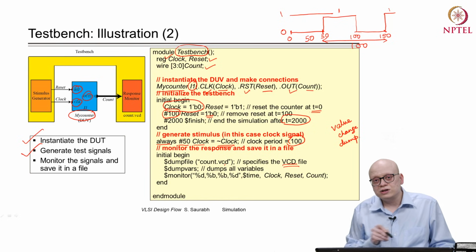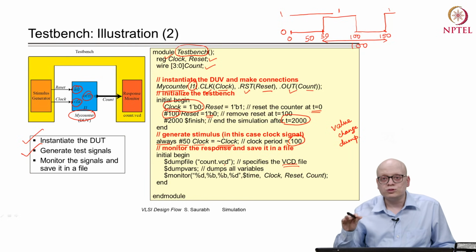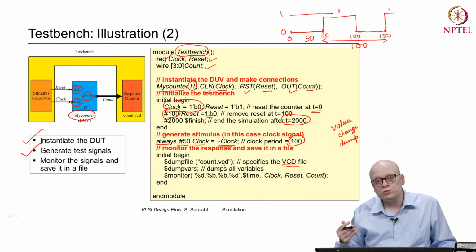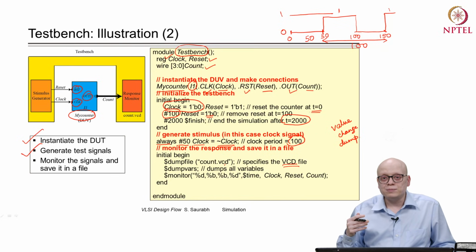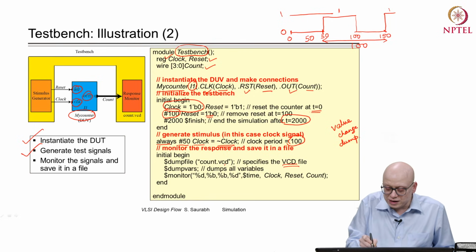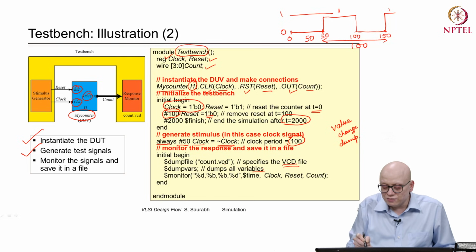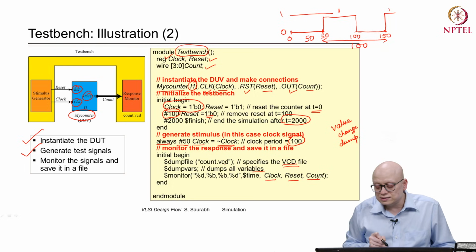Because later on, after the simulation is performed, we can load this VCD file in a waveform viewer and see what the output response is, and by seeing the output response we can ascertain that the output response is as per expectation. So, we dump the VCD file, we dump all the variables, and we also monitor various signals: the clock, reset and count. These are the three signals which are there in the test bench.